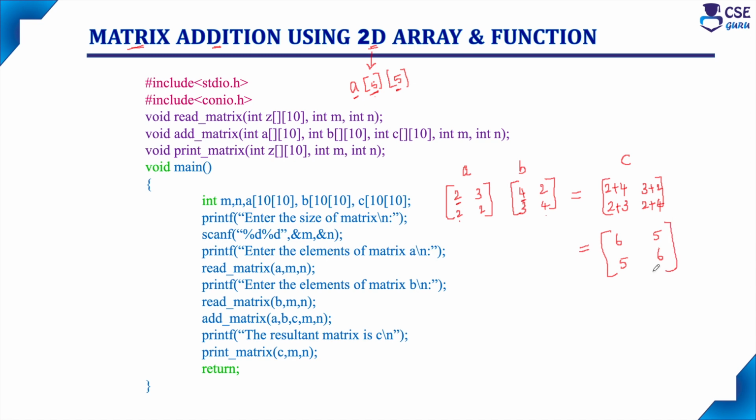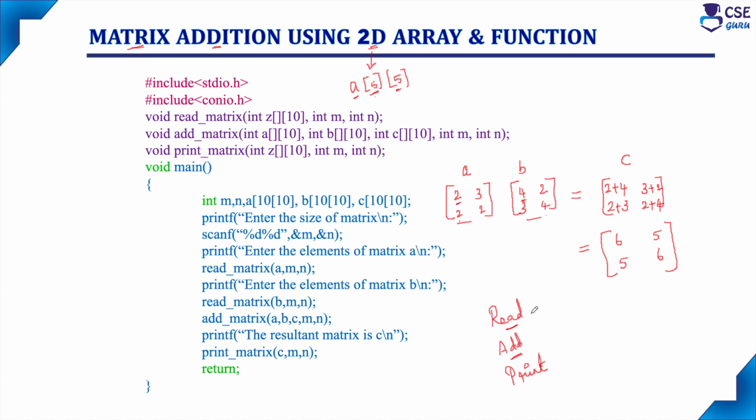To implement this matrix addition, we are going to use user-defined functions. One is to read the values of matrix A and B. For that, we have to use read matrix. Then to add these two matrices, we have to use another user-defined function, that is matrix addition. And to print the resultant matrix C, we have to use the user-defined function print matrix.